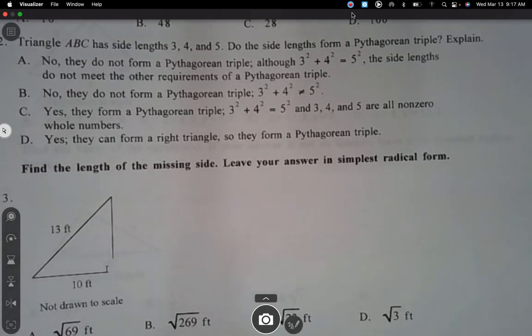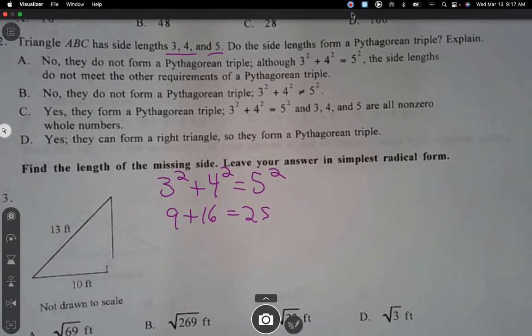Okay? All you have to do to check, they'll give you 3 numbers. So take your 2 smaller numbers, which are 3 and 4. So I'm going to do 3 squared and 4 squared. Does it equal 5 squared? If it does, then it's a Pythagorean triple. 9 and 16, does that add to 25? Yes. So it is a Pythagorean triple.